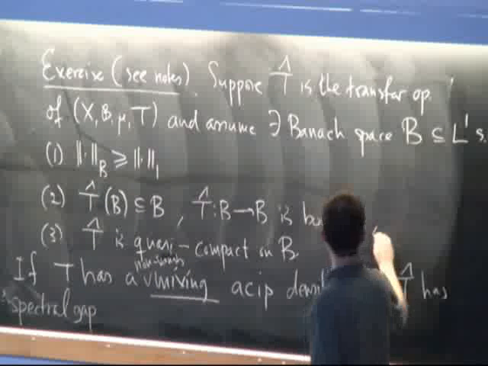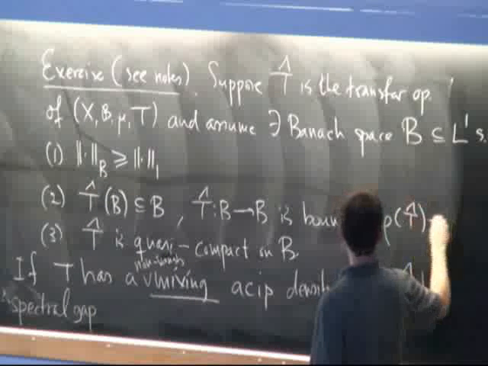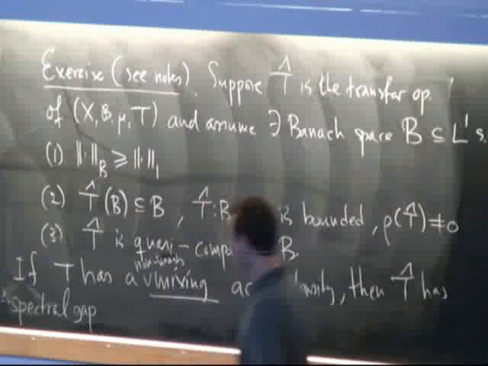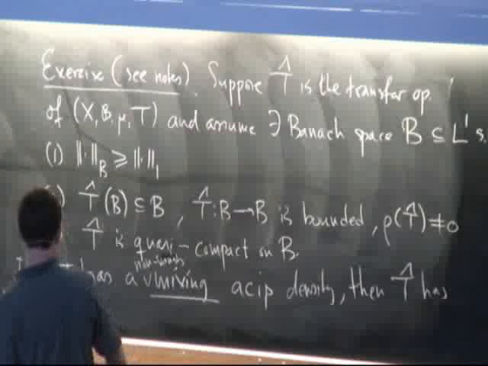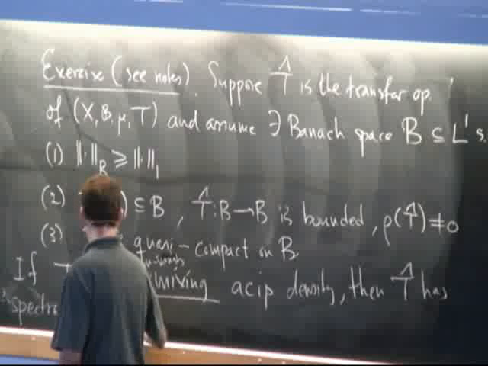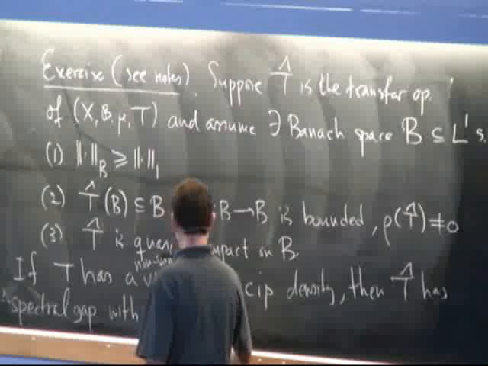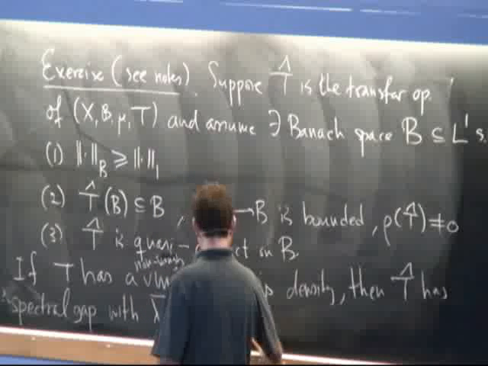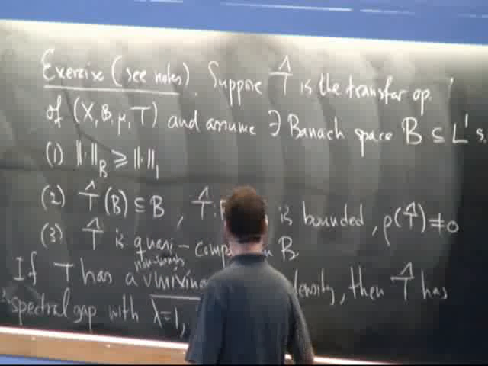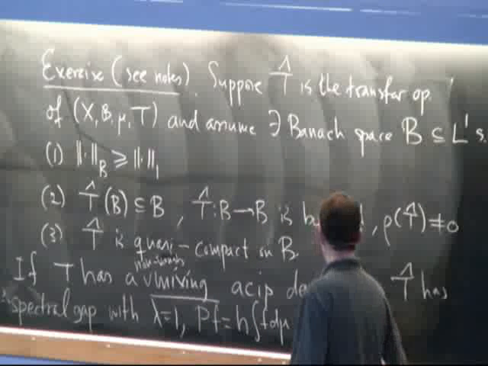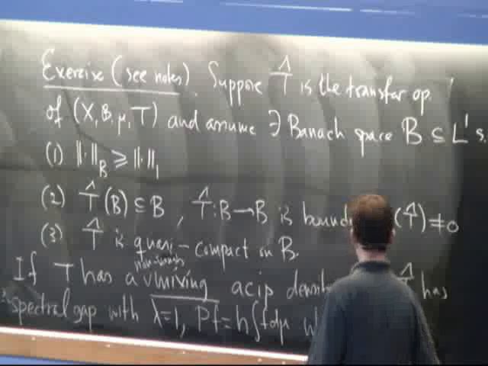I also need, I don't want the trivial Banach space. I don't want zero. Then under these conditions, T hat has spectral gap with lambda equals 1, and P, the operator, is going to be Pf equals h times the integral of f dmu, where h is the absolutely continuous invariant density.